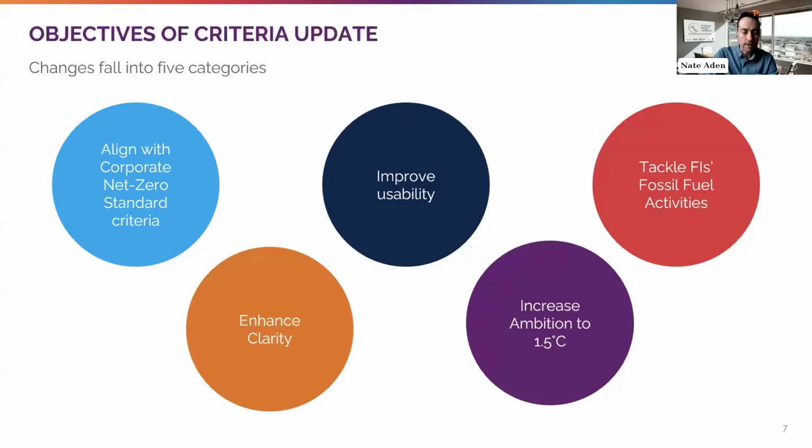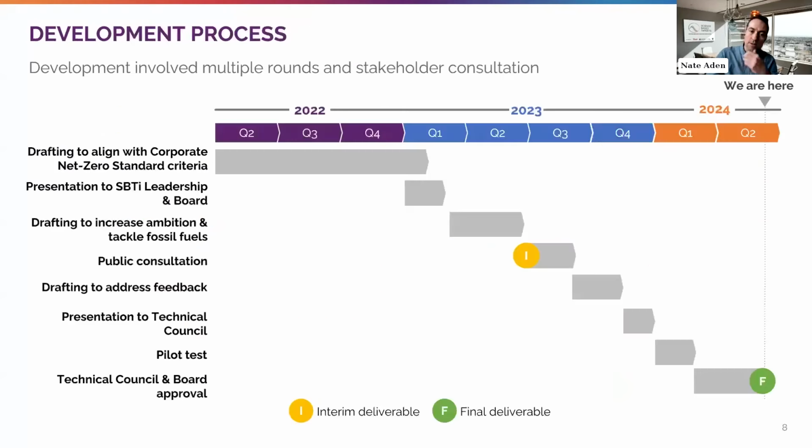So there was a lot of innovation that happened with that 2020 framework, and we've refined it here to enhance clarity and improve the usability of the criteria for financial institutions. We've also increased minimum ambition for scope 1 and 2 targets to 1.5 degrees, consistent with the corporate net zero criteria, as I mentioned. And finally, we've added fossil fuel activities and a fossil fuel method that we'll describe. So those are some of the high-level changes that we've made.